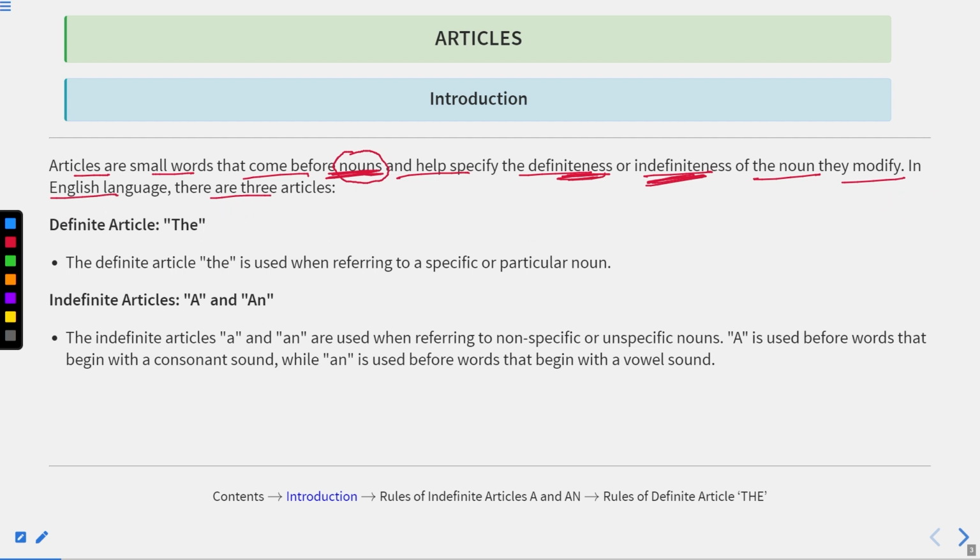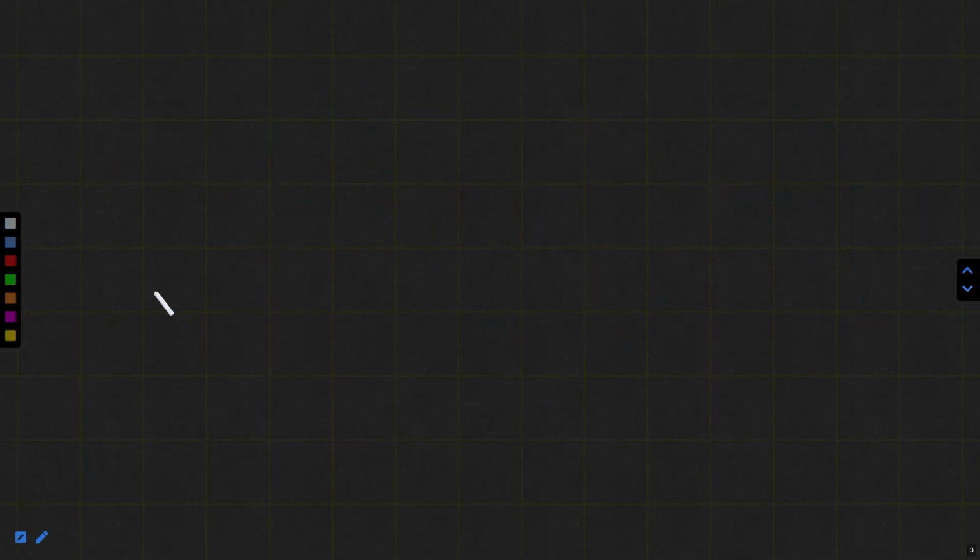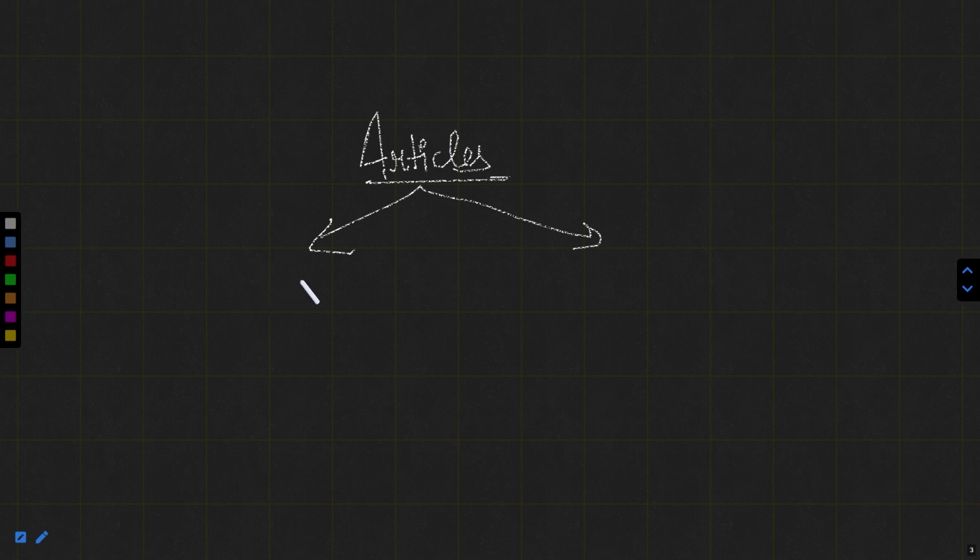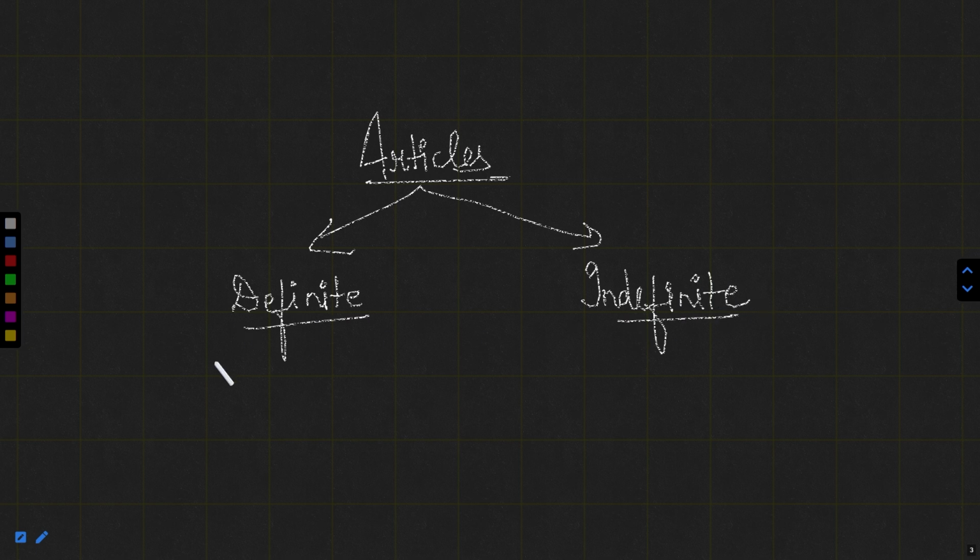In the English language, there are 3 articles. Now, there are not actually 3 articles. There are 2 types of articles, which are 3 in count. Now, what are these? Let us discuss. Actually, articles are of 2 types. What are the 2 types? One is definite and another is indefinite article. So we have 2 types of articles, one is definite article and another is indefinite article.